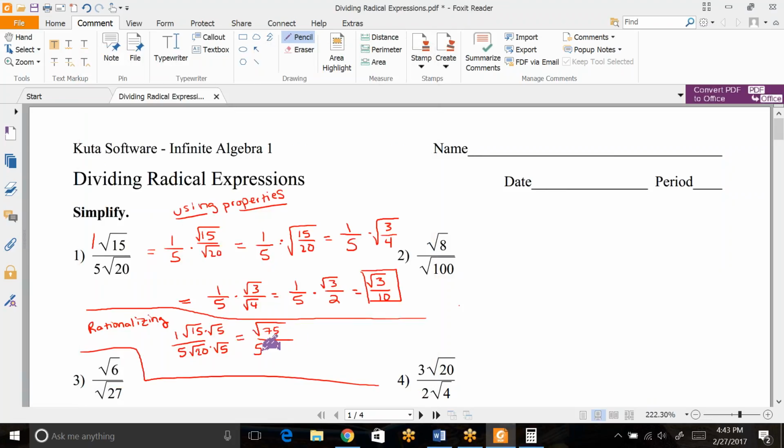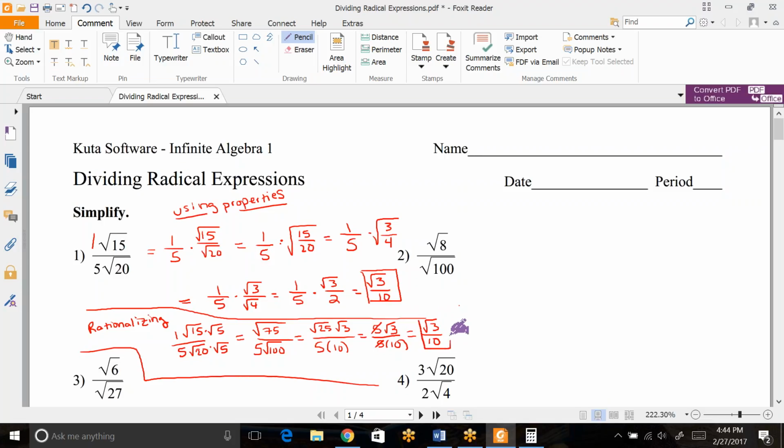over 5 times the square root of 100, and notice that there's a perfect square on top as well. So square root of 25 times square root of 3, because that would be what makes 75, and 25 is a perfect square. The square root of 100 is just 10. We can take the square root of 25 and get 5 on the square root of 3, over 5 times 10. Notice I didn't multiply the 5 and 10 together because I noticed that I was going to get a 5 that was going to cancel out.